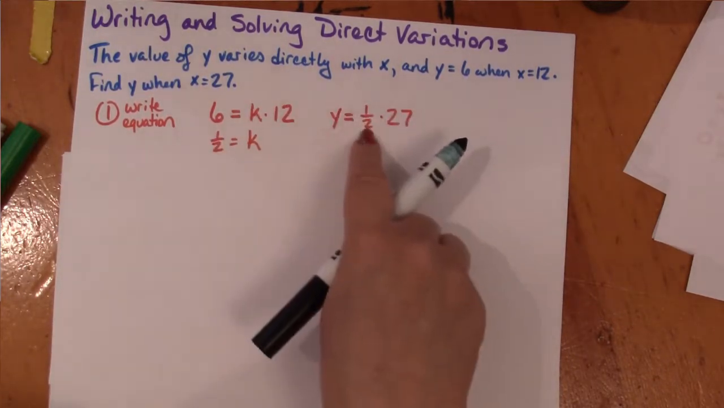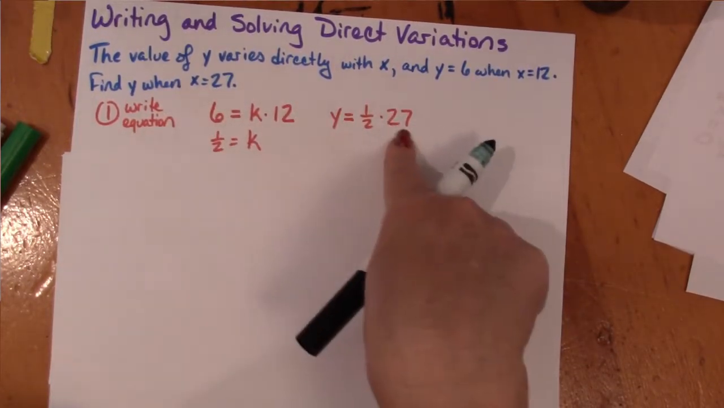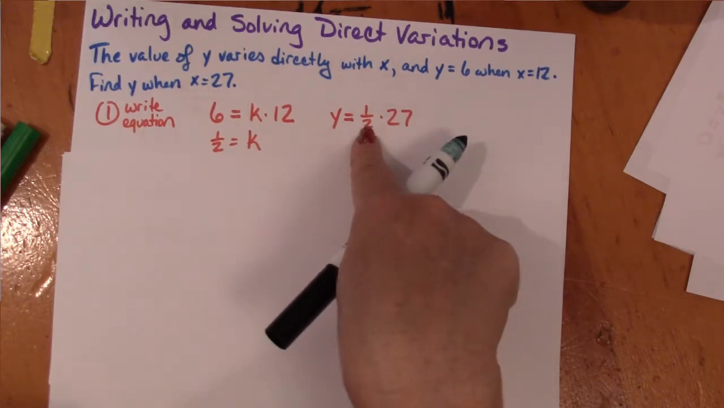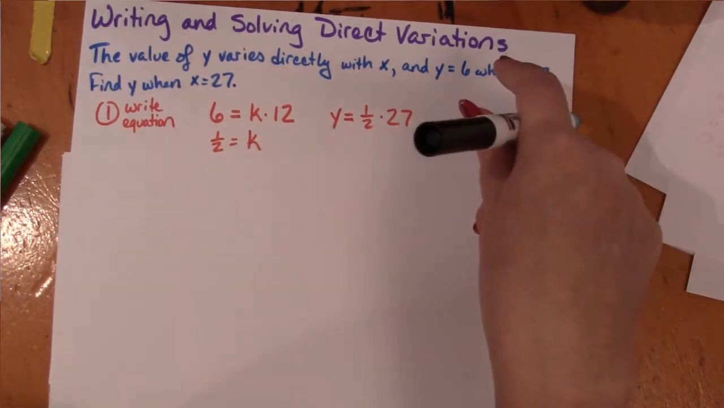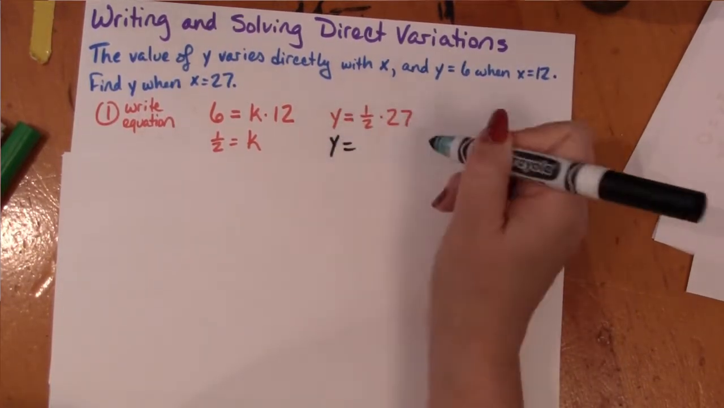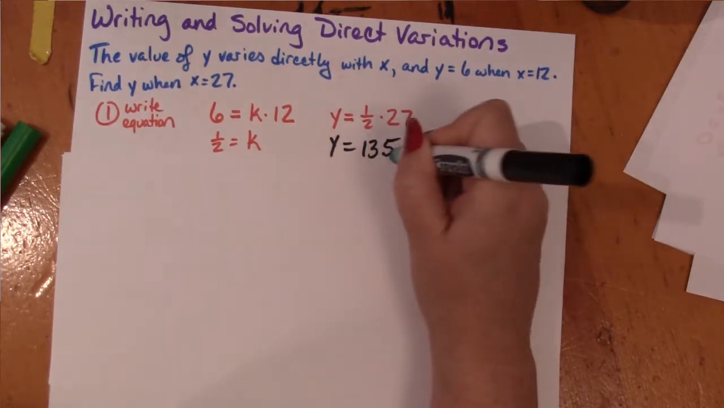Stick that back in the equation, and it says find y when x equals 27. If x equals 27 and k equals 1/2, solve for y. And now all I'm doing is finding half of 27, and y equals 13.5.